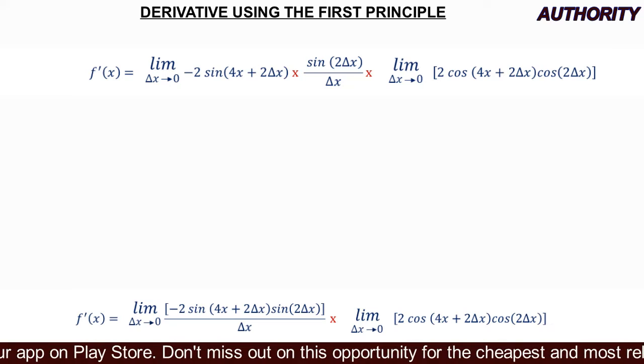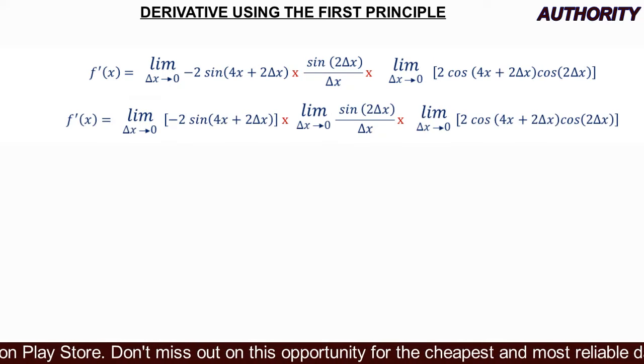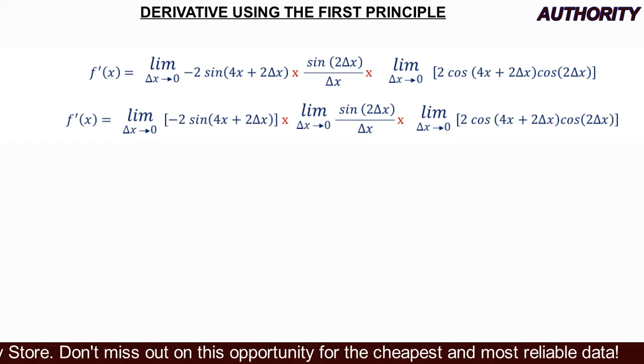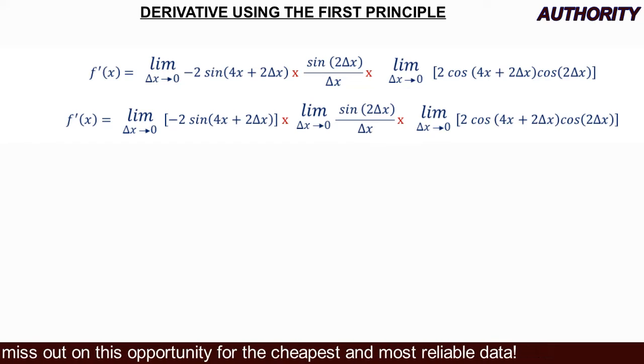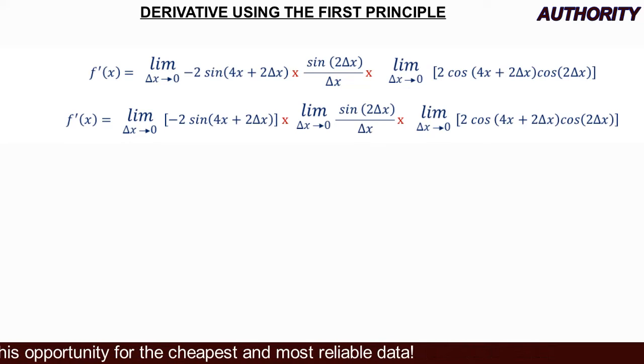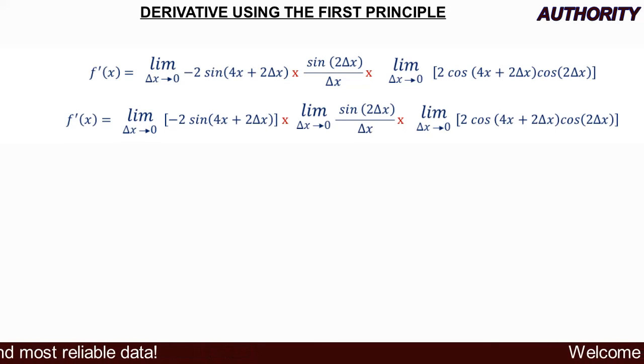So this first part, we take their limit again. We are going to have limit as change in x approaches 0 of minus 2 sin(4x + 2 change in x), multiplied by limit as change in x approaches 0 of sin(2 change in x) all over change in x, multiplied by limit as change in x approaches 0 of 2 cos(4x + 2 change in x) multiplied by cos(2 change in x). All right. So we go further and evaluate finally now. Anywhere we see change in x, we replace it with 0. We are taking the limit now.